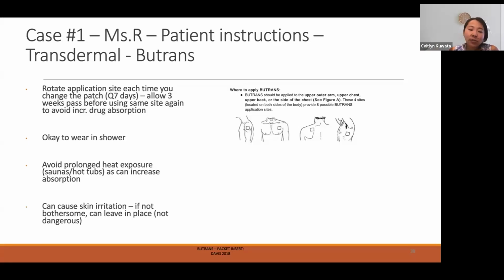For some patients, there is a risk because it's an adhesive patch that it can cause skin irritation. If it's not bothersome to the patient, leave it alone. But if it's irritating and they can't tolerate it, it just may be that they're not able to tolerate the transdermal patch for that reason. If the patient says the edges of the patch are kind of rolling up, it's okay. You can use tape to tape down the edges to make sure it stays on if they're concerned.